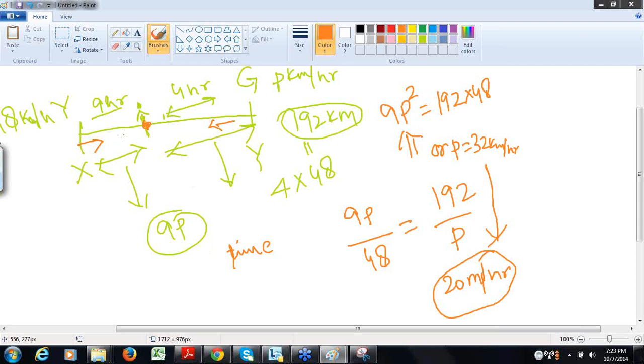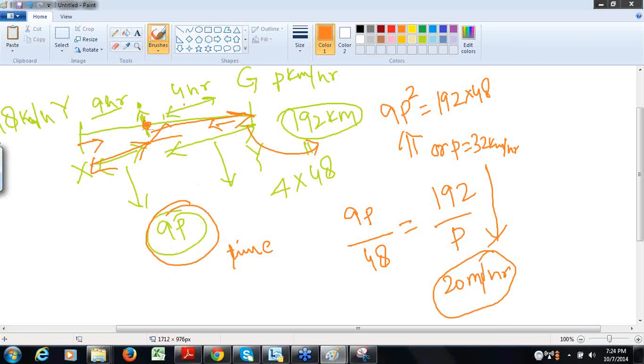Now it is saying that after Yana moved from here to here, it took 4 hours, and we know the speed of Yana is 48. So this distance we can calculate, and this distance is 192 km. Now this distance we can calculate: 9 hours Gupta took, and the speed is P. So 9P is this distance.